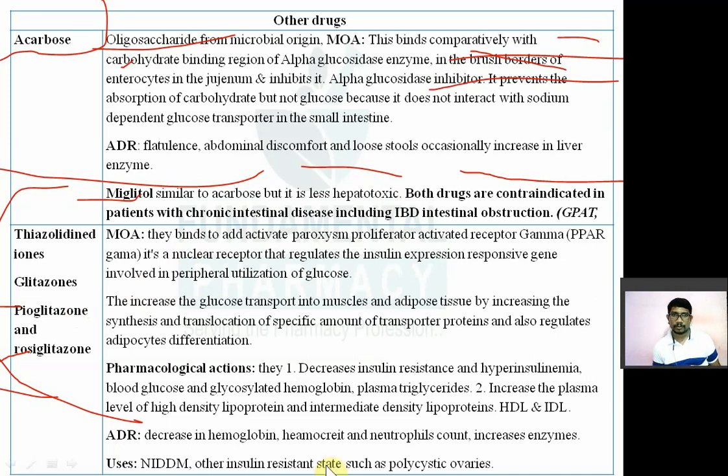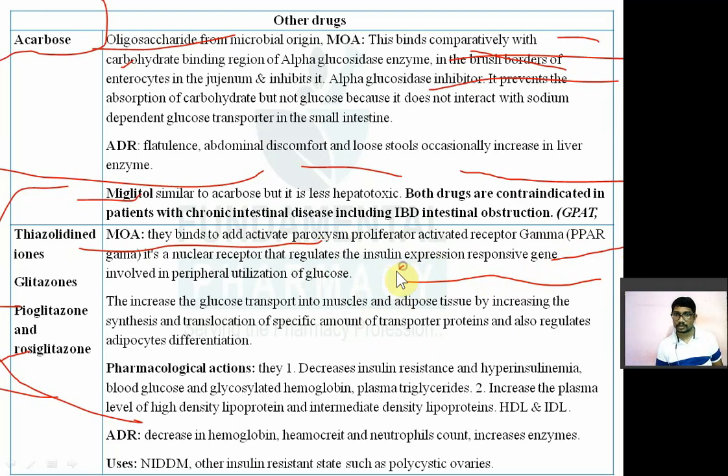So they bind to an intracellular receptor. They bind and activate the peroxisome proliferator activated receptor, that is known as gamma. Peroxisome proliferator activated receptor gamma, PPAR gamma. It is a nuclear receptor that regulates the insulin responsive genes involved in the peripheral utilization of glucose. मतलब ये क्या है? It is the gene responsible for the increase in glucose transport. ये gene क्या करेगा? Glucose transporter का production बढ़ा देगा.